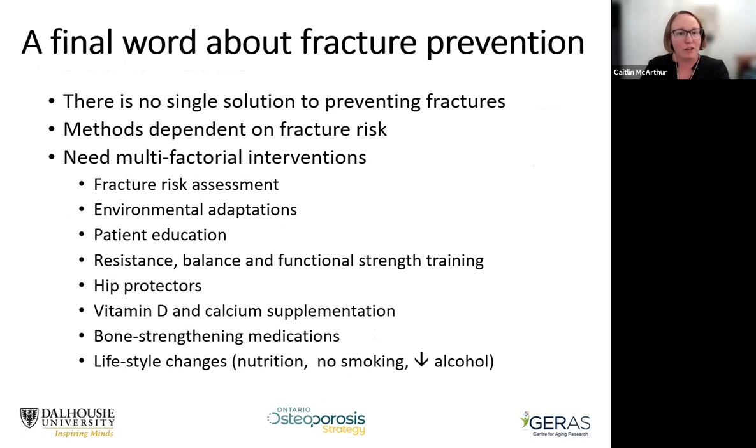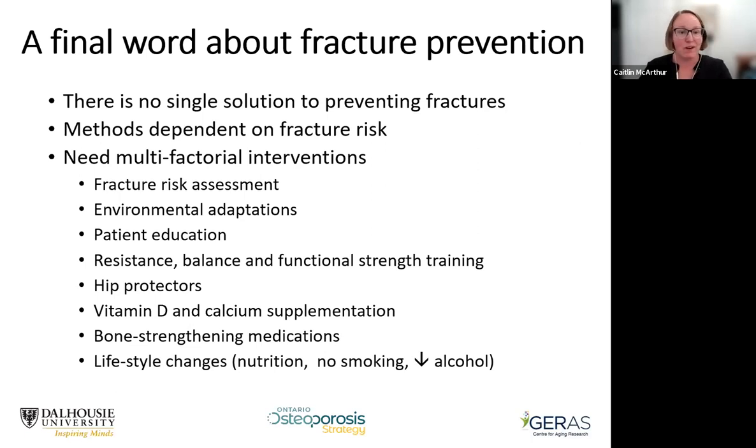So final word about fracture prevention. As I mentioned at the beginning, there's really no single solution to preventing fractures. It's really multiple multifactorial interventions that are going to be important. It really depends on the person's fracture risk as well, so whether they're high risk or low risk. But we really need to think globally about fracture risk. So, first assessing what is their fracture risk, looking at adapting the environment, patient education, provider education, family education, making sure exercise is being covered.